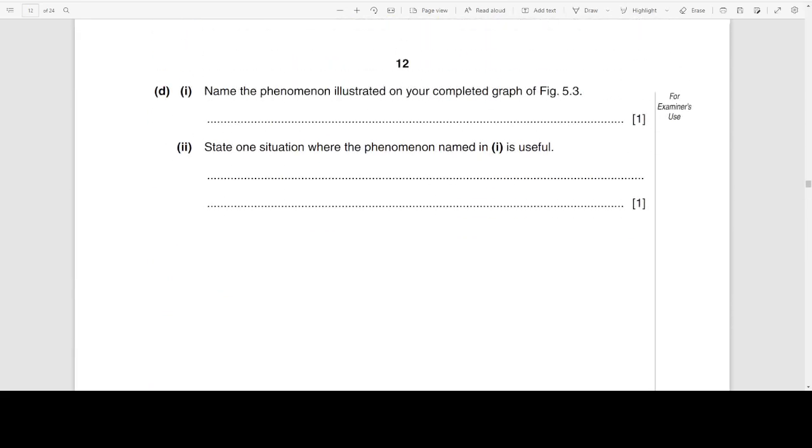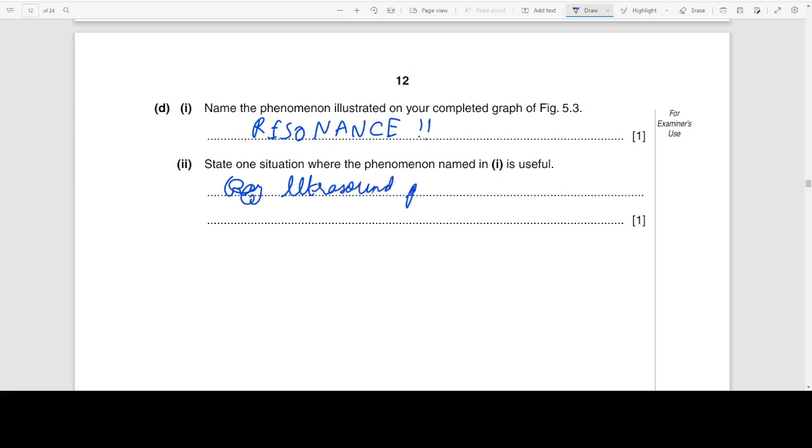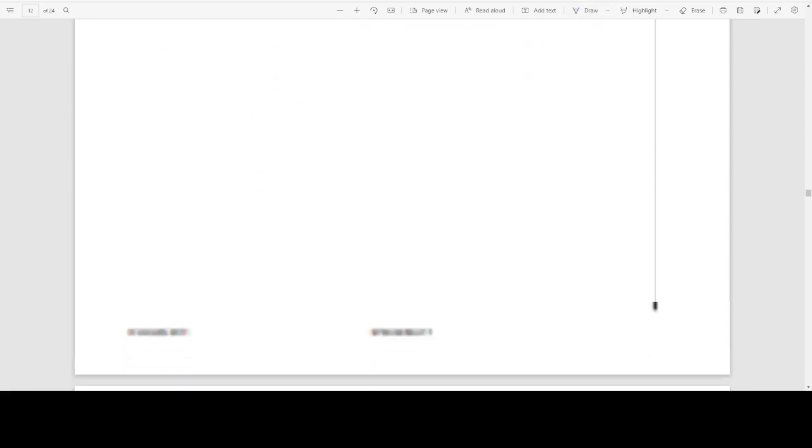Moving on to the next part of the question. Name the phenomenon illustrated. I just said it's resonance. Say one situation where the phenomenon named is useful. It's useful in producing ultrasound from a quartz crystal, correct? So, ultrasound production from quartz crystal. Guys, there are many more uses and applications of this resonance, so make sure you check your textbook.